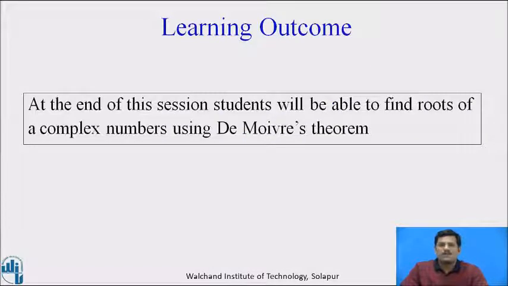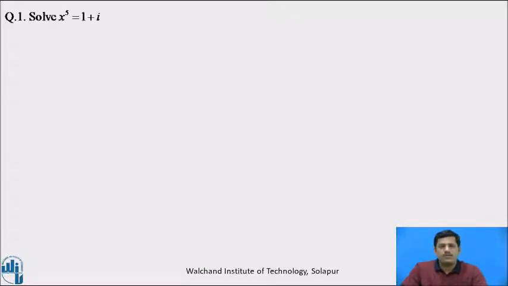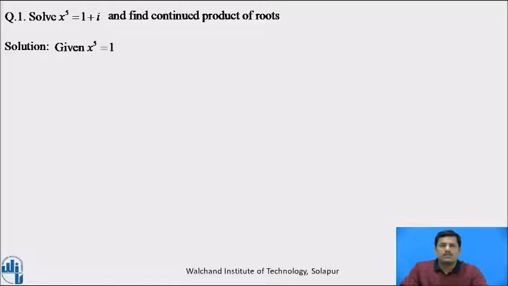Learning outcome: at the end of this session, students will be able to find the roots of a complex number using de Moivre's theorem. Consider the first problem. Solve x to the power of 5 equal to 1 plus i and find the continued product of roots. Solution: given x to the power 5 is equal to 1 plus i. Taking the fifth root on both sides, we get x is equal to (1 plus i) raised to 1 by 5.